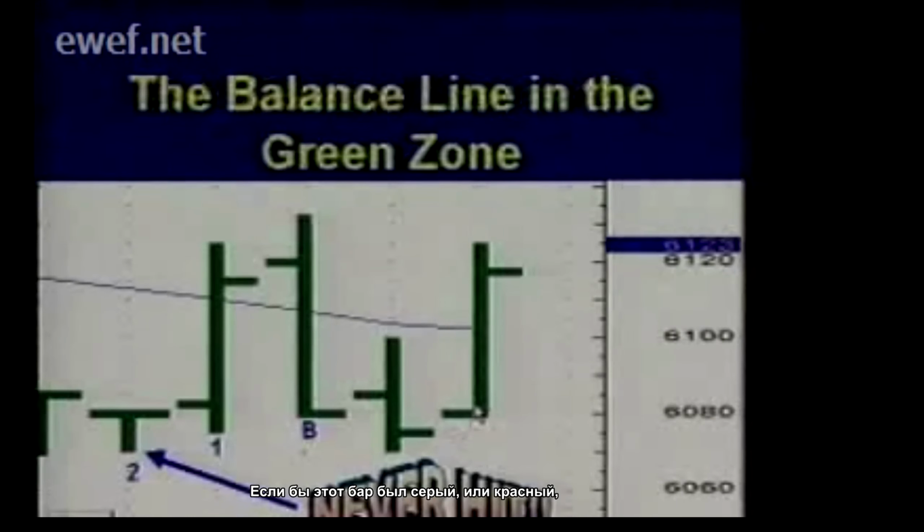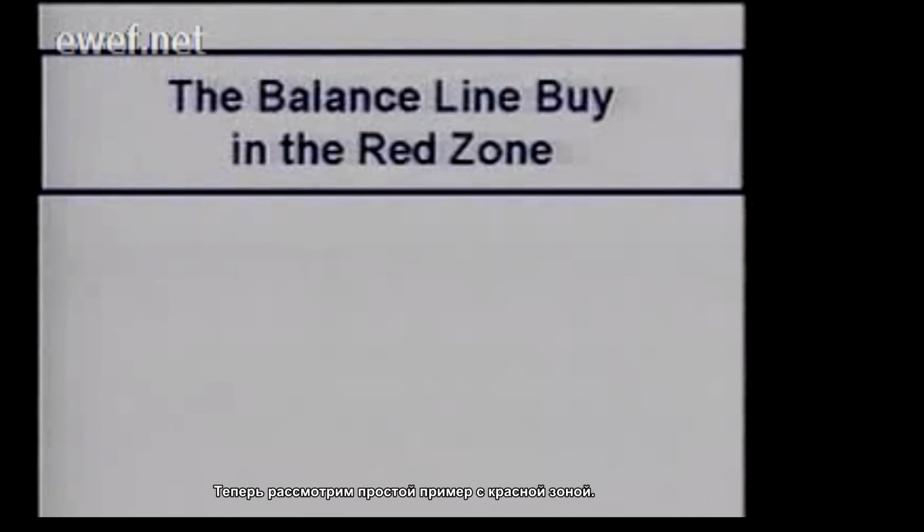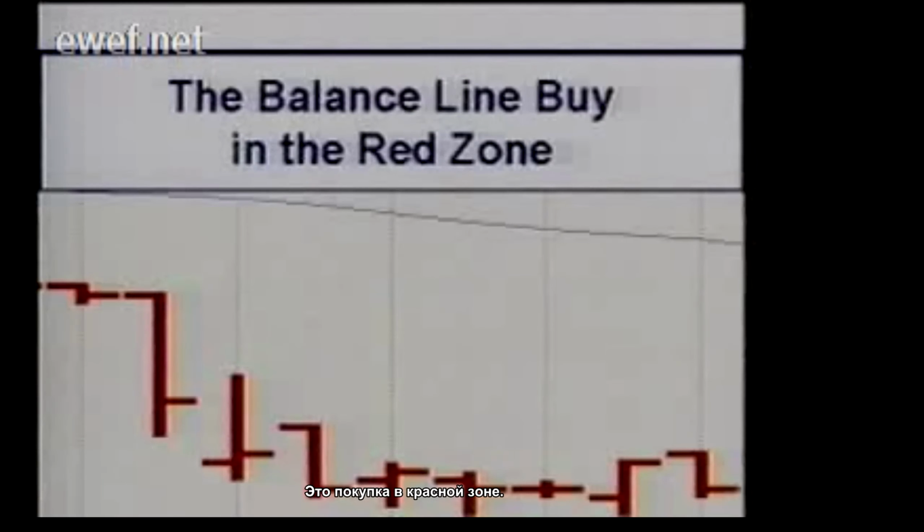If this bar were gray or red, or if the next bar becomes gray or red, then we go back to the normal. The zone you're in depends upon the bar that you are currently in. Now let's take a simple example in the red zone. This is a buy in the red zone.